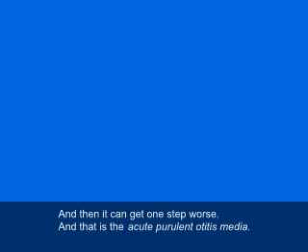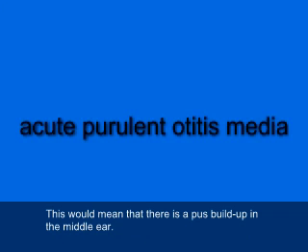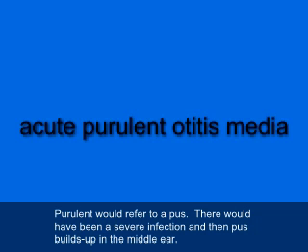Then it can get one step worse, and that is the acute purulent otitis media. This would mean that there is a pus buildup in the middle ear. Purulent would refer to pus. So there would have been a severe infection, and then pus builds up in the middle ear.